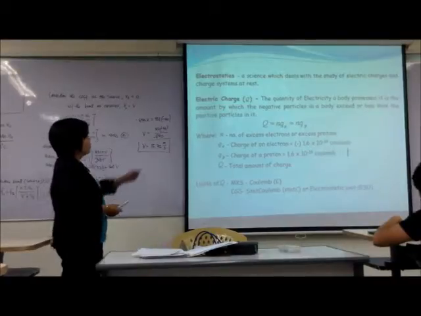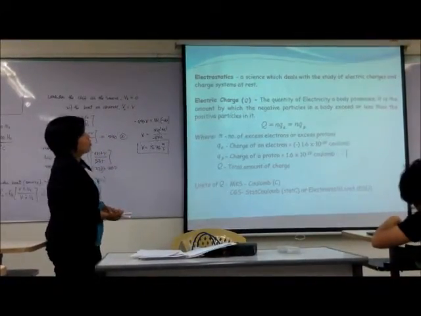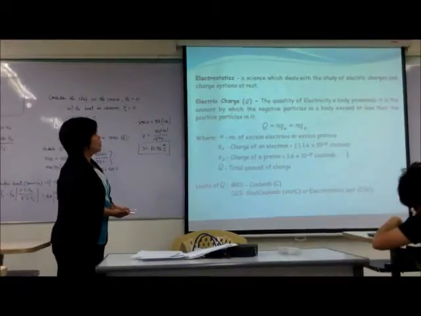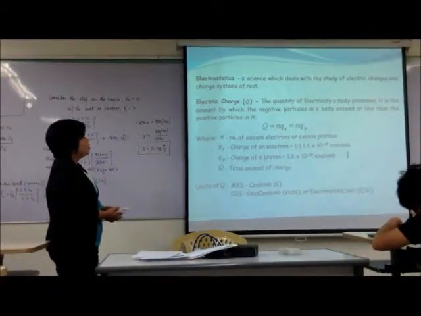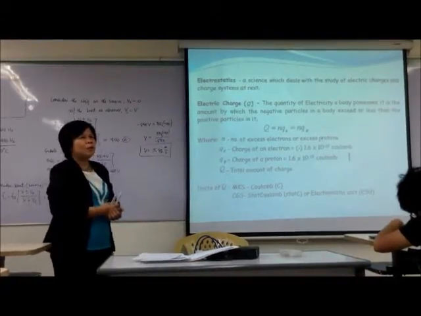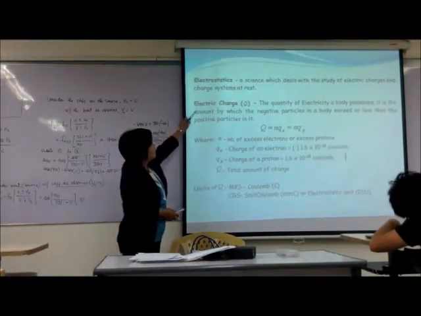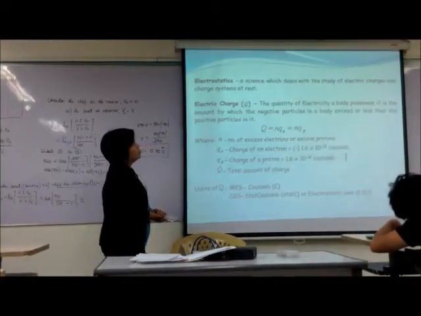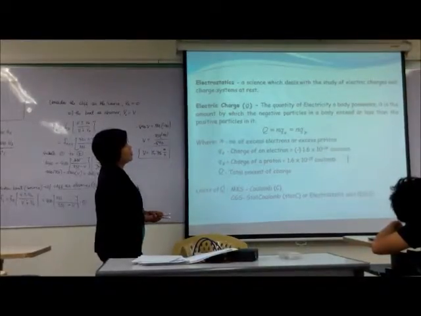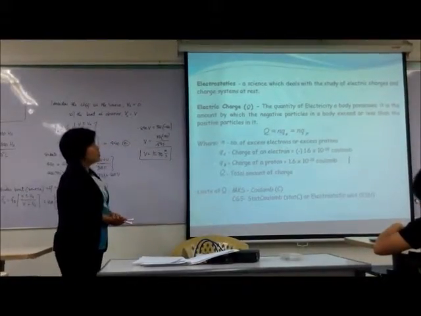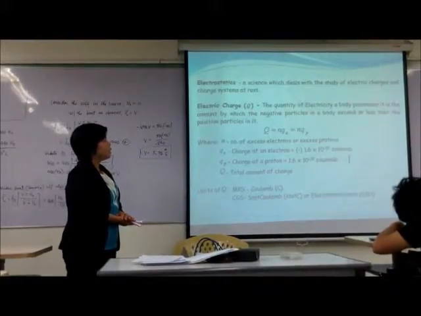So, our topic is about electrostatics. It's a branch of science which deals with the study of electric charges and charge systems at rest. And then we will use the symbol letter Q, capital Q or small letter q, to represent the magnitude or quantity of the charge. The quantity of the charge of electricity a body possesses is the amount by which the negative particles in a body exceed or are less than the positive particles in it.